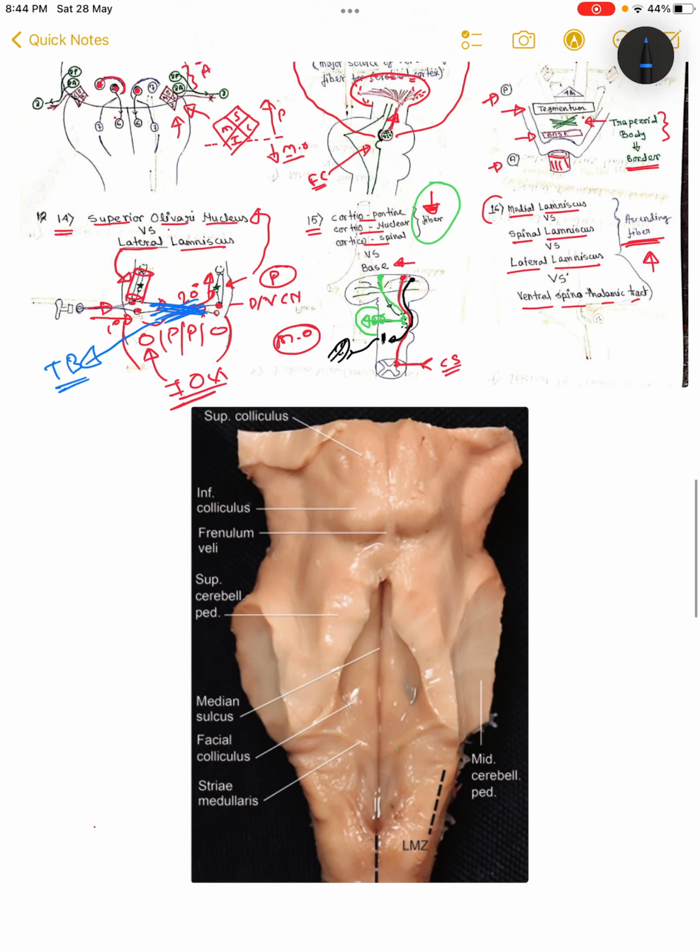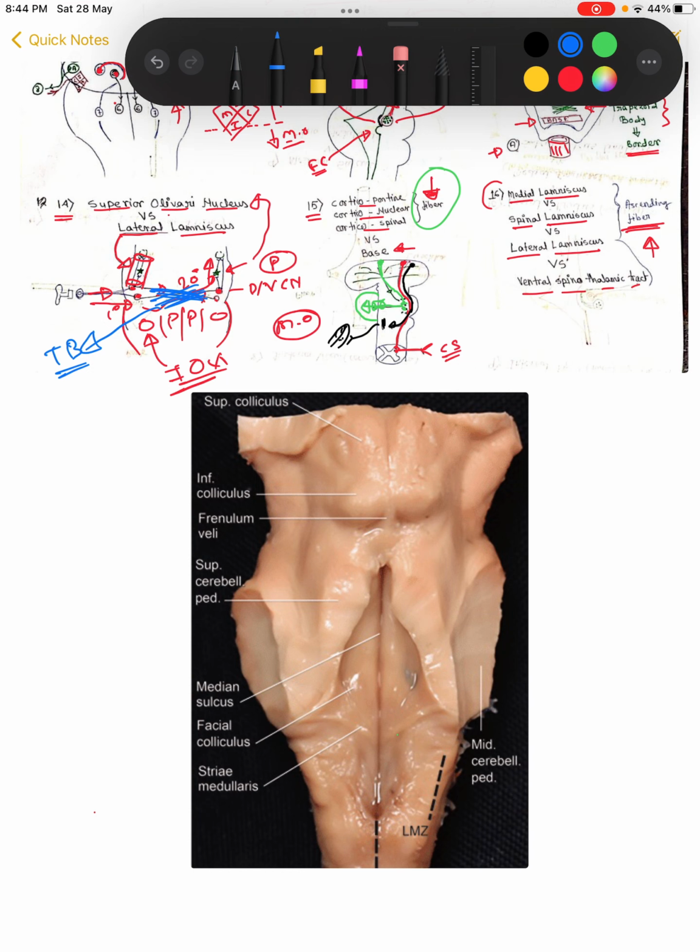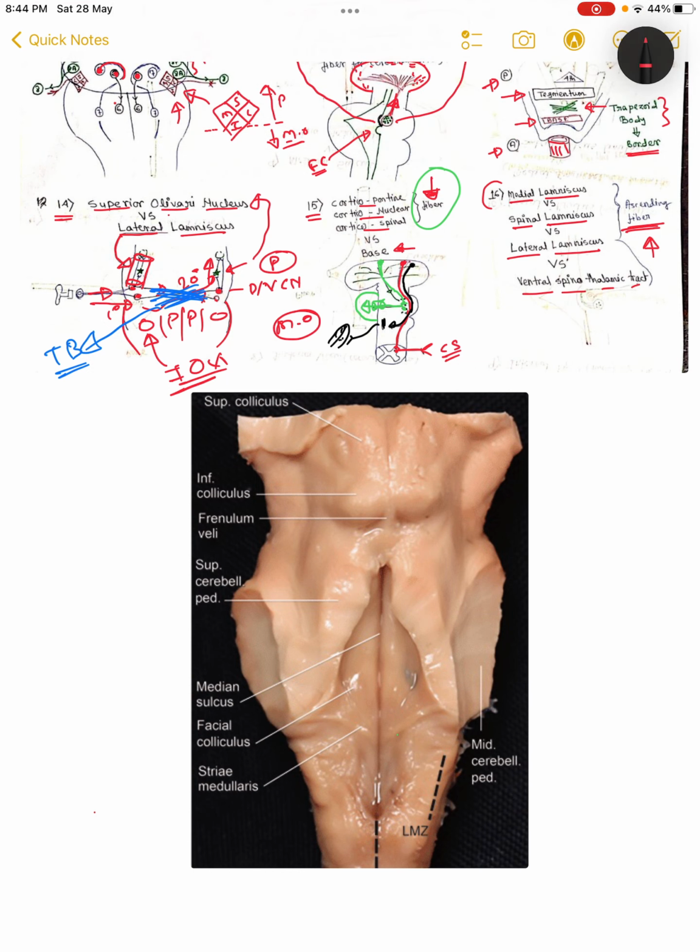Okay, let's move forward. So in this section, we are going to see the structures related to the posterior view of the pons. So this is our posterior view. Let's arrange ourselves. So let's say this is our midbrain, this is pons, and this is medulla oblongata. Clear? Okay. It happens sometimes.